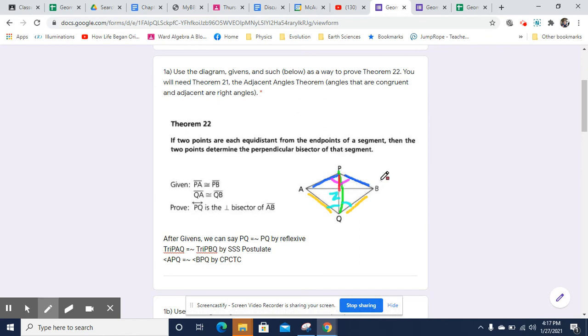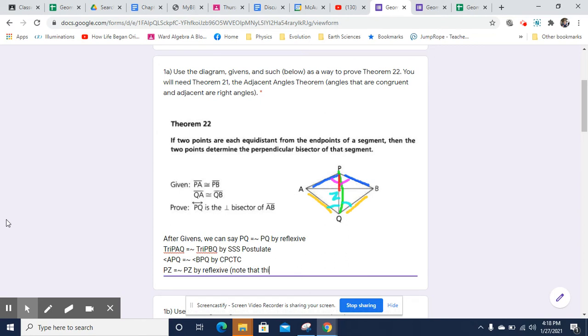We're going to use PZ now, and PZ is going to be from P to the intersection of AB and PQ. Formally, you would have to say PQ assumed. Well, I'm just going to say PZ is congruent to PZ by reflexive, because it is itself.